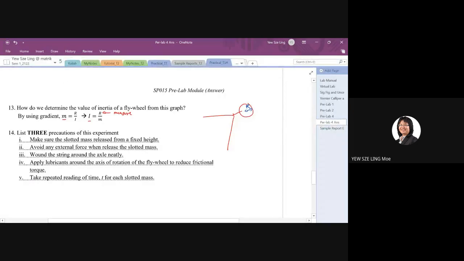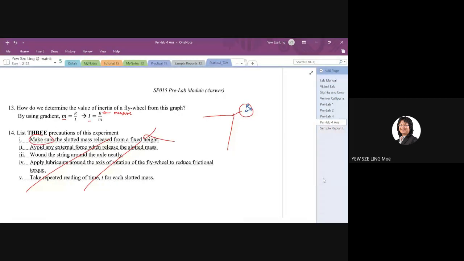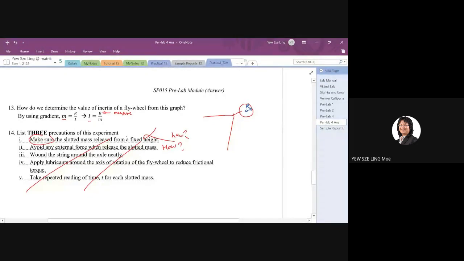For these 3 precautions, I don't want you to follow them. I want you to follow the way that I taught you since experiment 2. Explain. Don't just tell me to make sure. How are you going to make sure? This is a very poor precaution. For example, avoid any external force. How? You need to explain how to achieve it. If you follow the answer given here, I'm going to mark you wrong. Don't just give me one sentence.